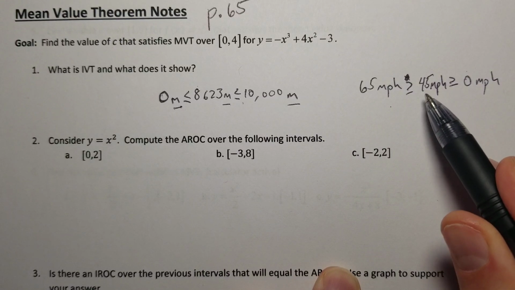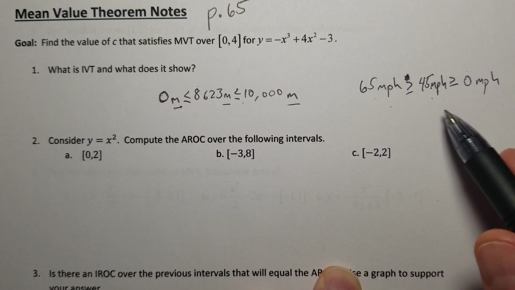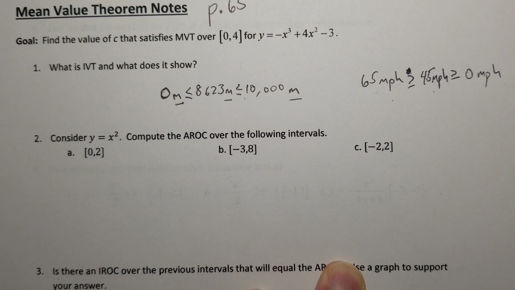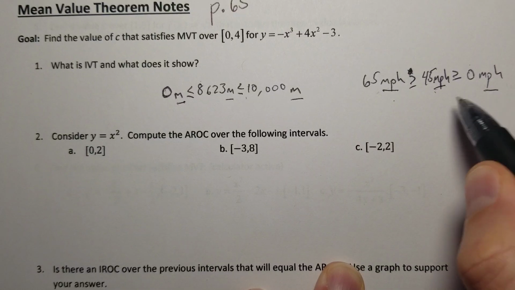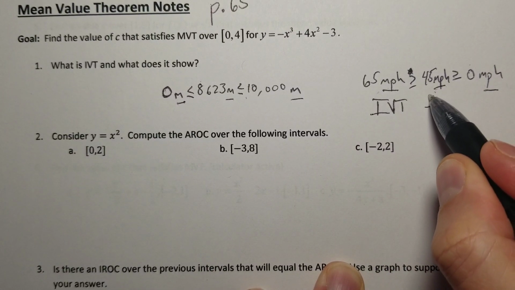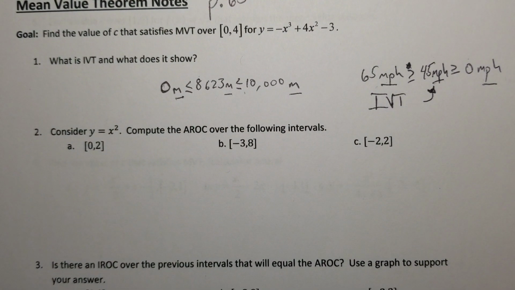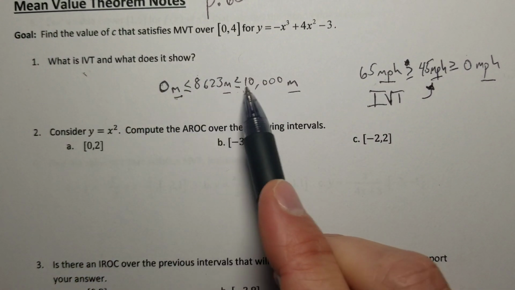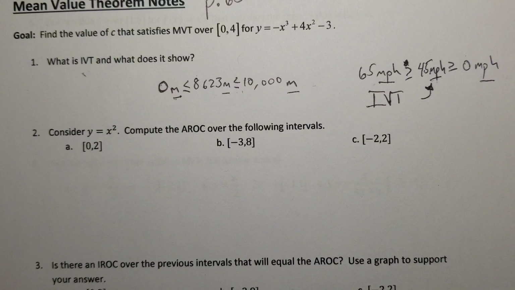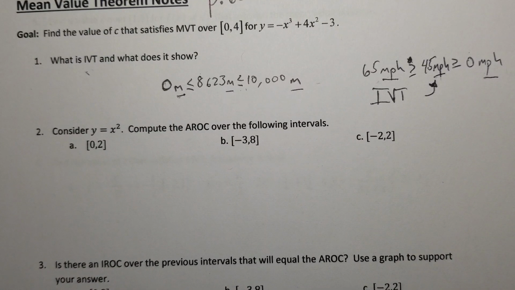Because 45 miles per hour is less than 65 miles an hour, and it's greater than 0 miles per hour, and we're continuously driving our car over the interval, because it's miles per hour, miles per hour, miles per hour, IVT could guarantee that we're going to hit 45 miles per hour. We could do the same thing with some sort of an acceleration as well. But the key thing about IVT is that it's the same level: meters, meters, meters, miles per hour, miles per hour, miles per hour. Now, mean value theorem is going to be a little bit different than that. Let's start to explore that a little bit here.